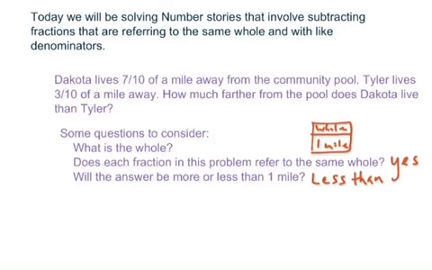So here's the first couple things. One, the whole is 1 mile, right? Because it's 7/10 of a mile, and it's 3/10 of a mile. So the whole is the 1 mile. And each fraction does, yes, refer to the same whole, both times a mile. And the answer is going to be less than a mile because each of them were less than a mile, and I'm comparing them. So hopefully you have that.